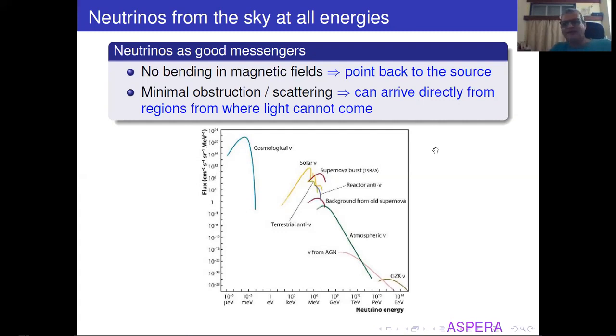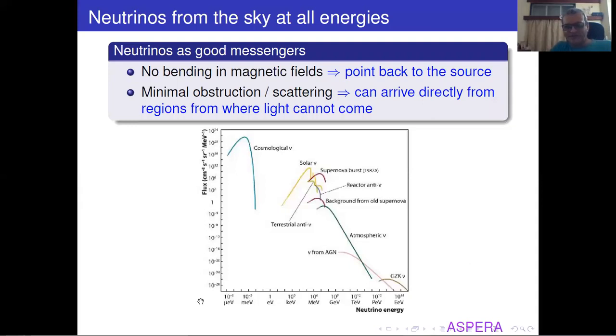However, note that light can come to us only from surfaces of stars. We cannot access light that is doing various things inside the stars, from where light cannot reach. Even a large part of our galaxy is actually obscured to us because of dust in the galaxy, and therefore we are almost blind to a large part of the sky. On the other hand, neutrinos undergo very minimal scattering, and therefore they can come directly from regions from where light also cannot come. And that's the reason that they are very ideal to look at this.